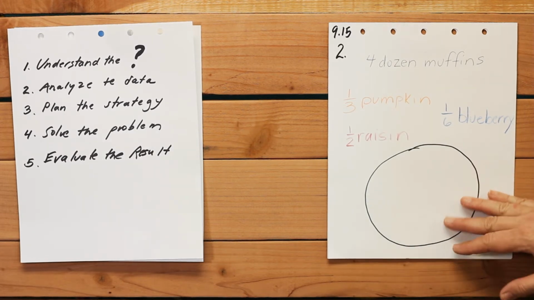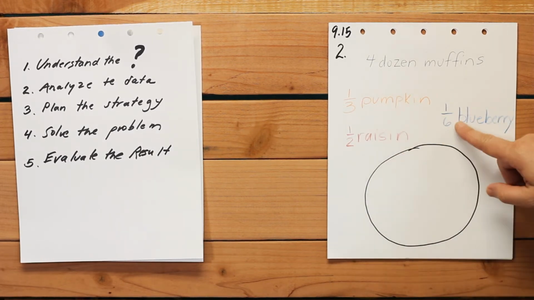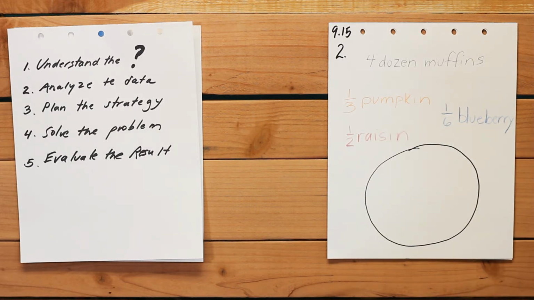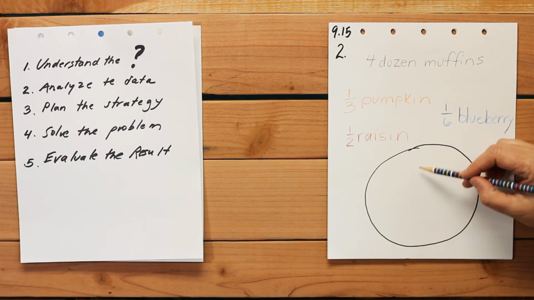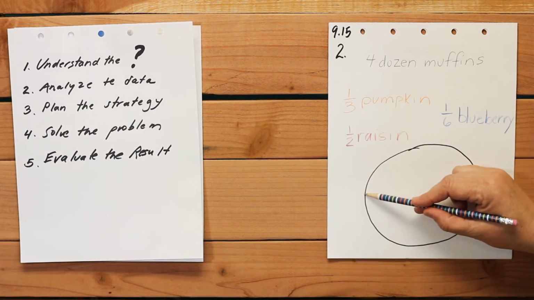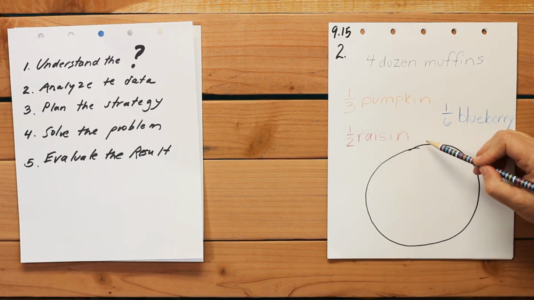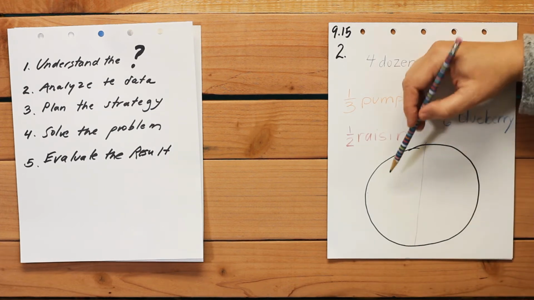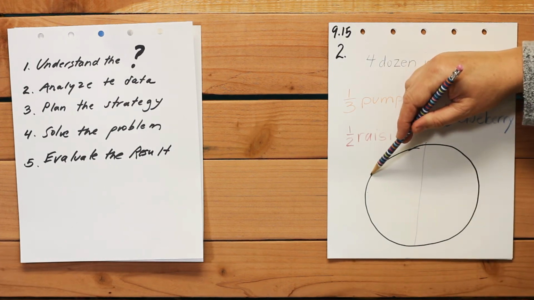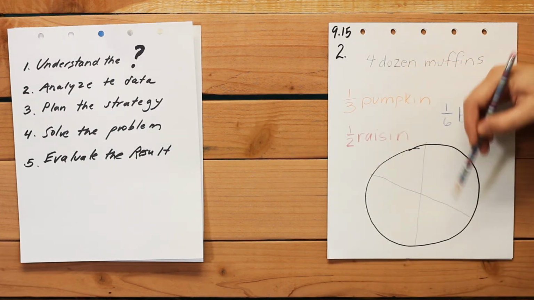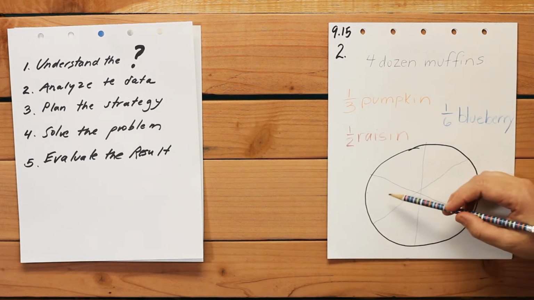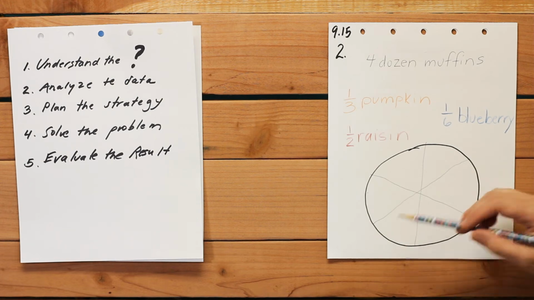So I drew a circle, and the smallest part of my circle is going to be 1/6. So what I'm going to do is divide this into 6. I'm going to have one line going down the middle, and then I'm going to crisscross lines to make 6 parts. There's 1 and 2. So now I have 1, 2, 3, 4, 5, 6.